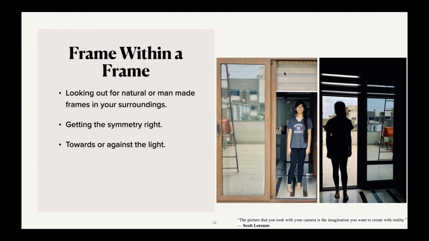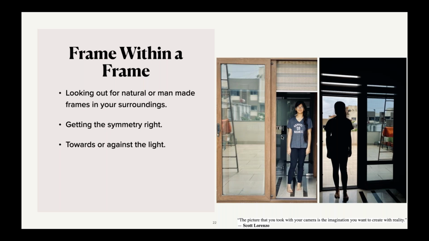Okay. Coming to the next topic, which is frames. When you click portraits of someone, if you take them with no background or with no foreground, then there's not much. They are very simple, or you can say normal images where the portraits may come out good, but there's no creativity in them. So there's this concept of frames within a frame. So what is this? You can use man-made or natural frames, which you can see in your surroundings, to take your portraits.